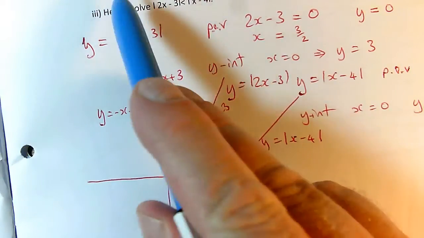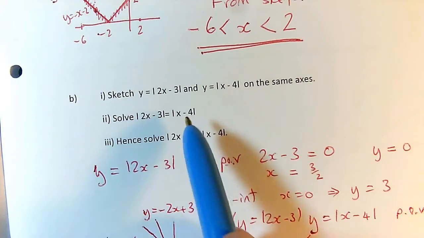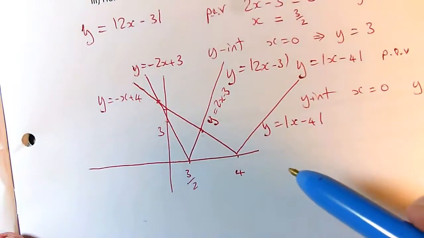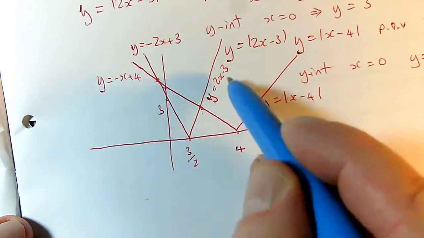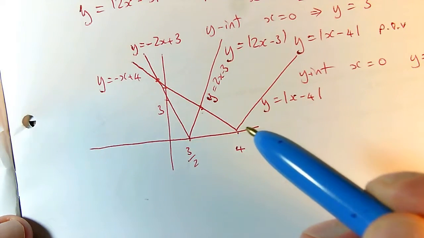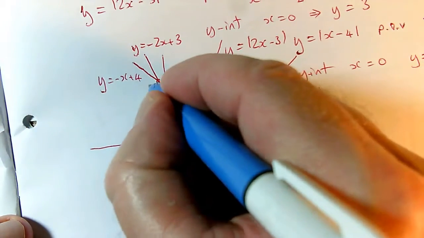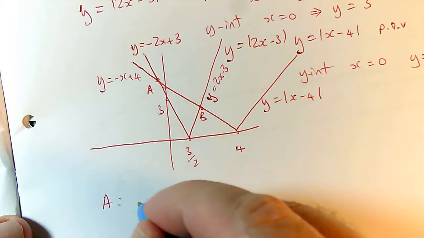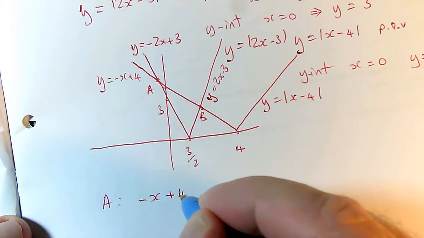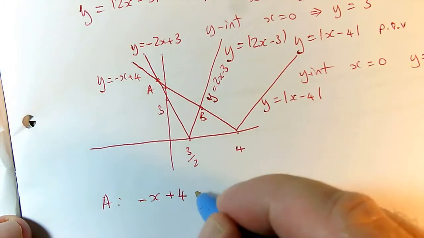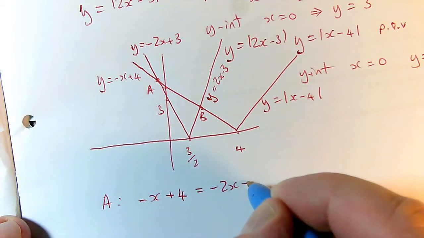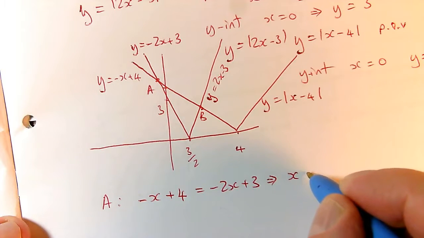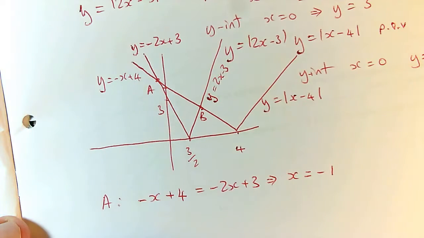This is perfectly adequate for my sketch graph on the same axis for the first part. Now I'm on the second part. I've got to solve where the two graphs agree. So the work I've done here, putting the equation of each branch on, can help with that. If I call them A and B, at A, minus x plus 4 equals this branch here, which is minus 2x plus 3, which gives me, add 2x to both sides, x equals, take 4 away from both sides, minus 1.